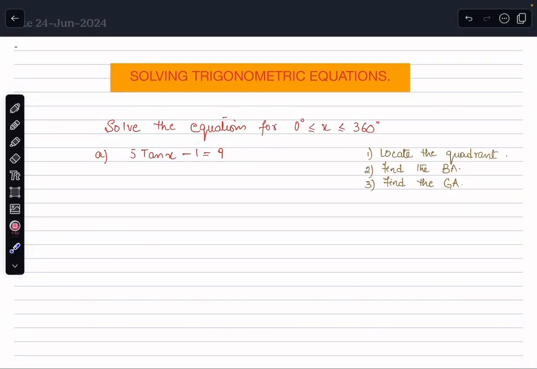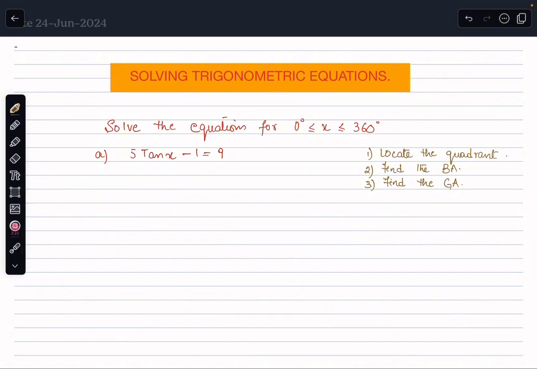And this video is regarding solving trigonometric equations. To solve a trigonometric equation, the first question that we have is to solve the equation for 0 degrees less than or equal to x less than or equal to 360 degrees. We have to be careful that our angle mode has to be in degree mode. And the question is 5 tan of x minus 1 equals 9. Let's start solving the question.